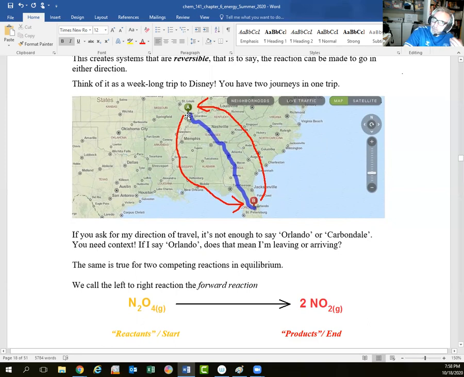So if somebody were to phone you during that holiday period, and you said you were in Orlando, you would need to clarify whether you've been driving to Orlando on the first half of the journey, or you're about to drive back to Carterville on the second half of the journey, because your journey is a two-way street, a journey in two directions.